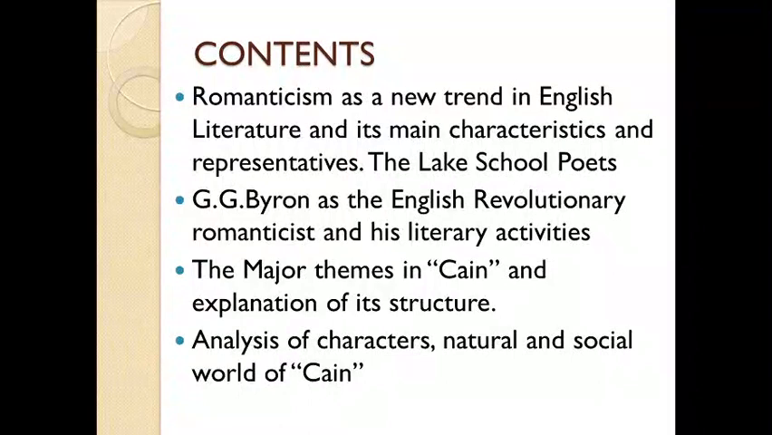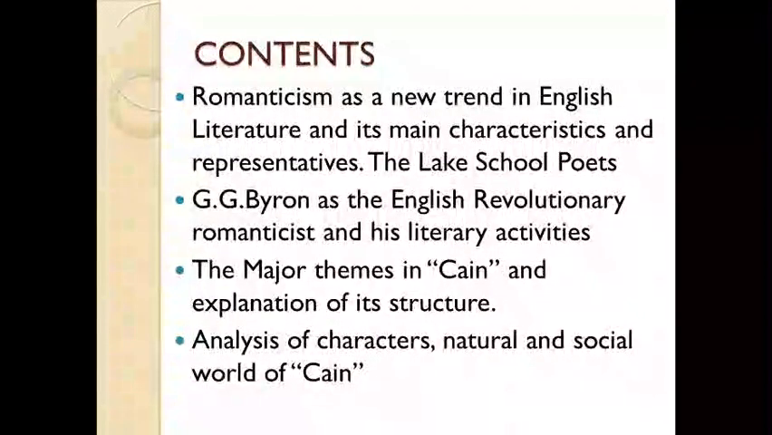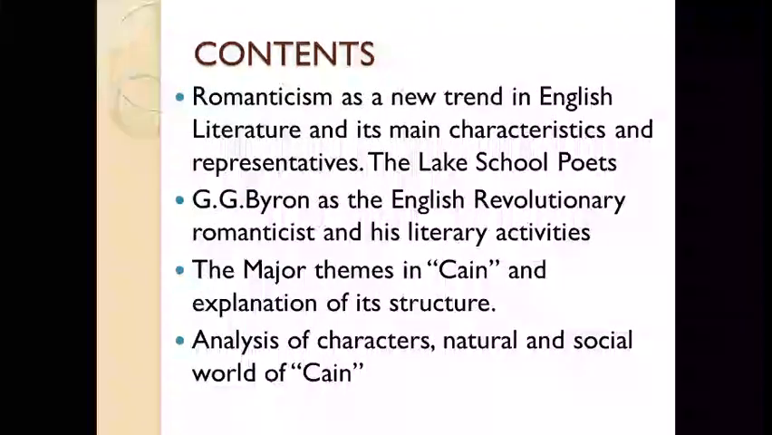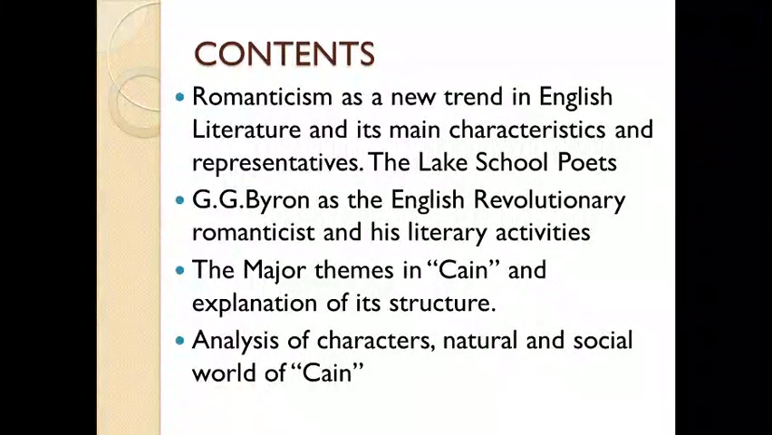The first topic is Romanticism as a new trend in English literature and its main characteristics and representatives. The Lake School poets, so we will have general information about this movement and also representatives of the Lake School. The second topic is about Byron as the English revolutionary romanticist and his literary activities. The third one, the major themes in Cain and explanation of its structure. And fourth, analysis of characters, natural and social world of Cain.